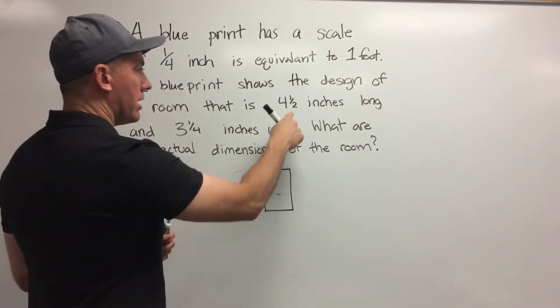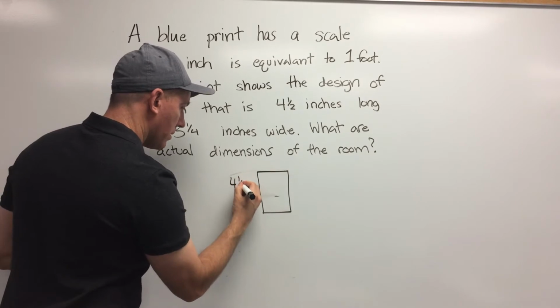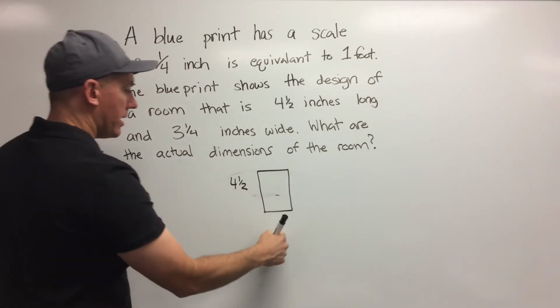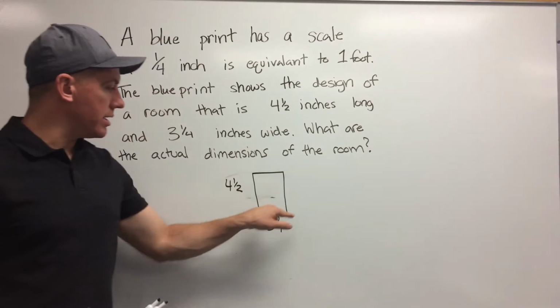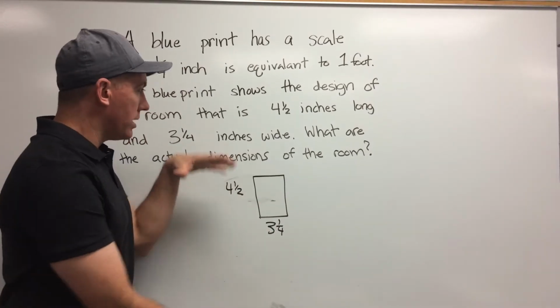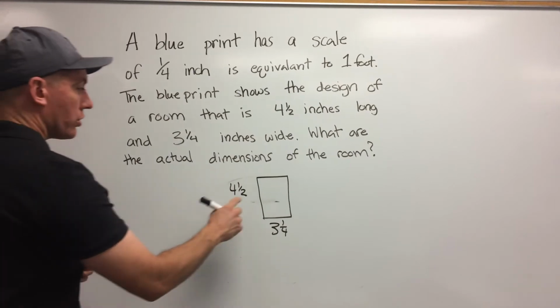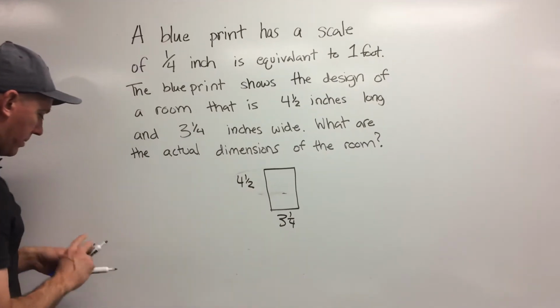So the length here is 4.5 inches, and the width here is 3.25 inches. So this is what it looks like on his blueprint. In real life, what is it going to look like? So let's first find out the length. What will the length be like?